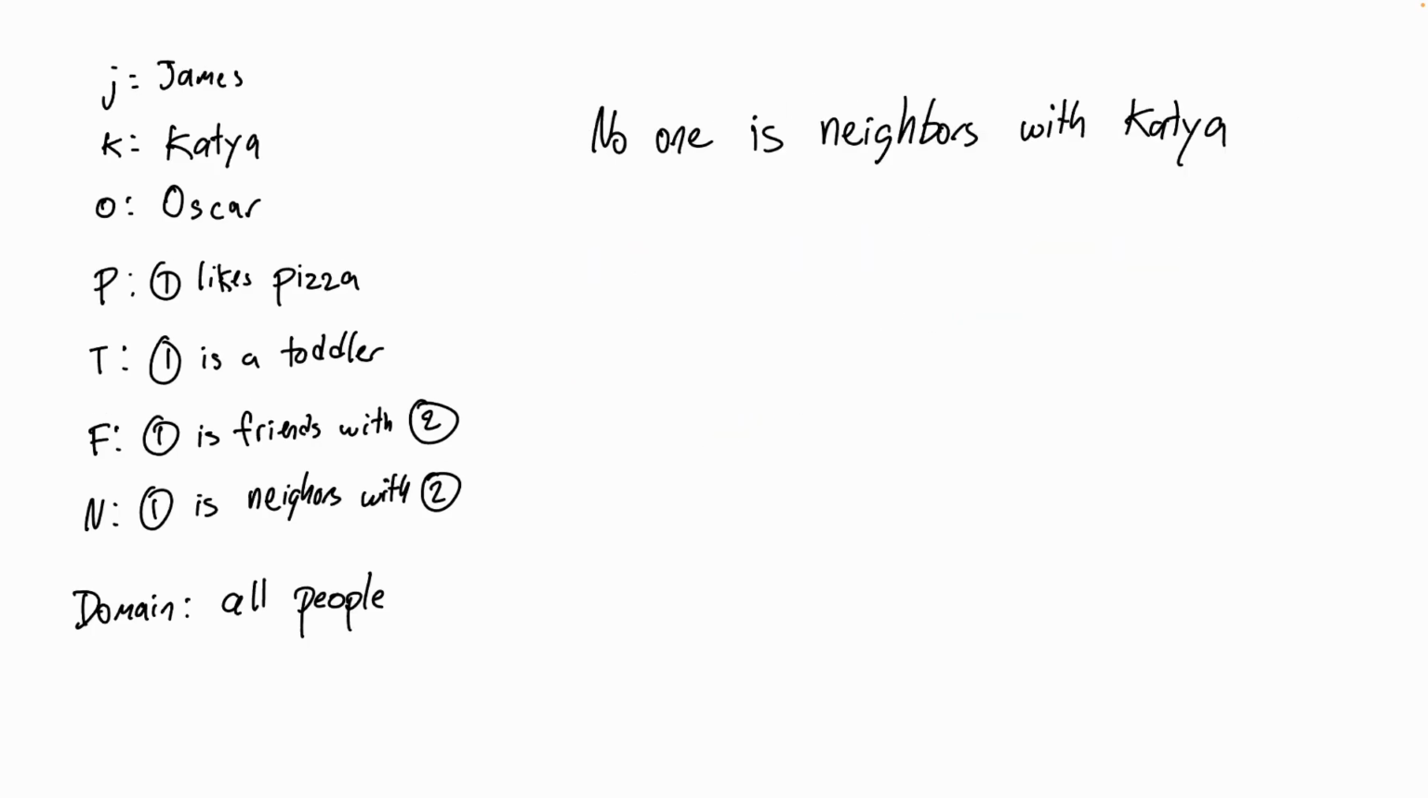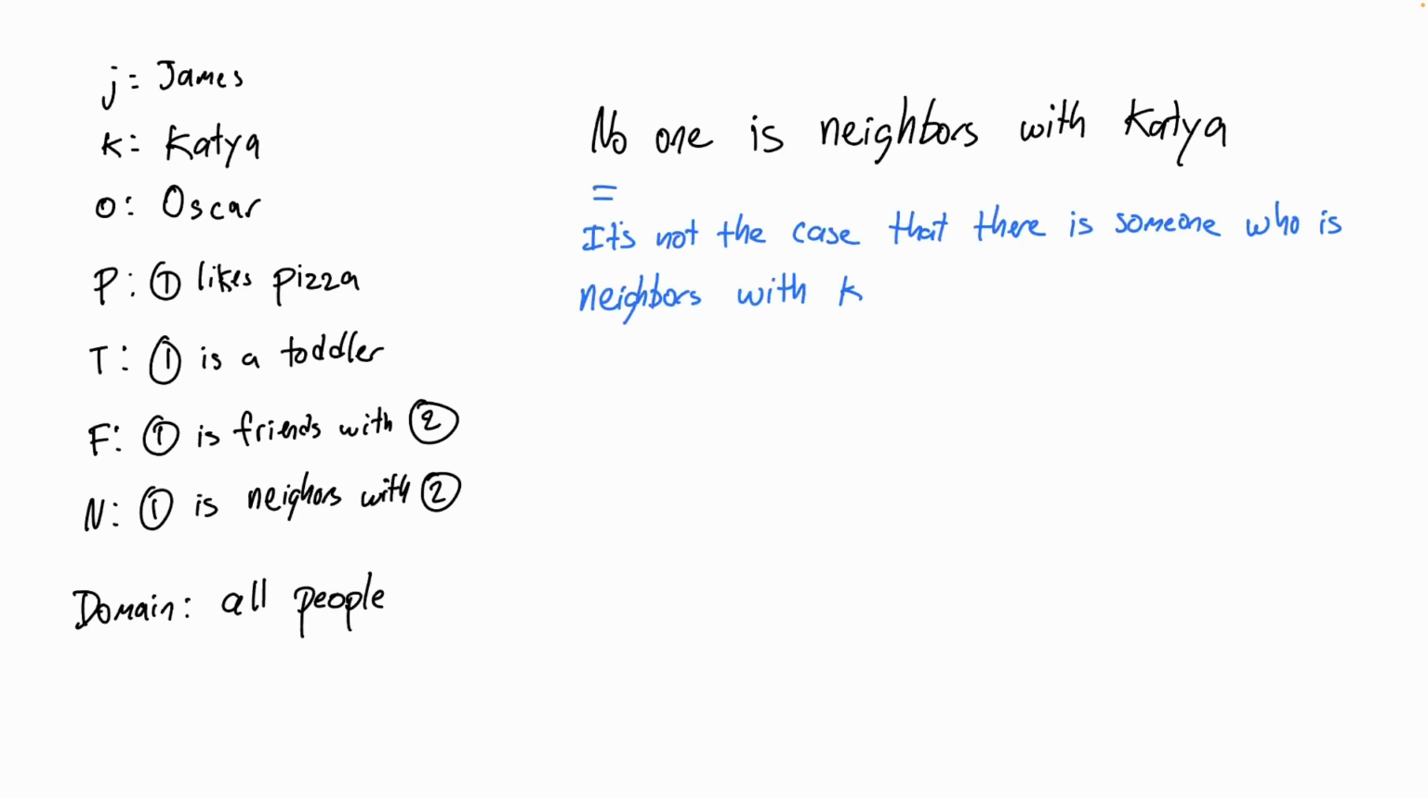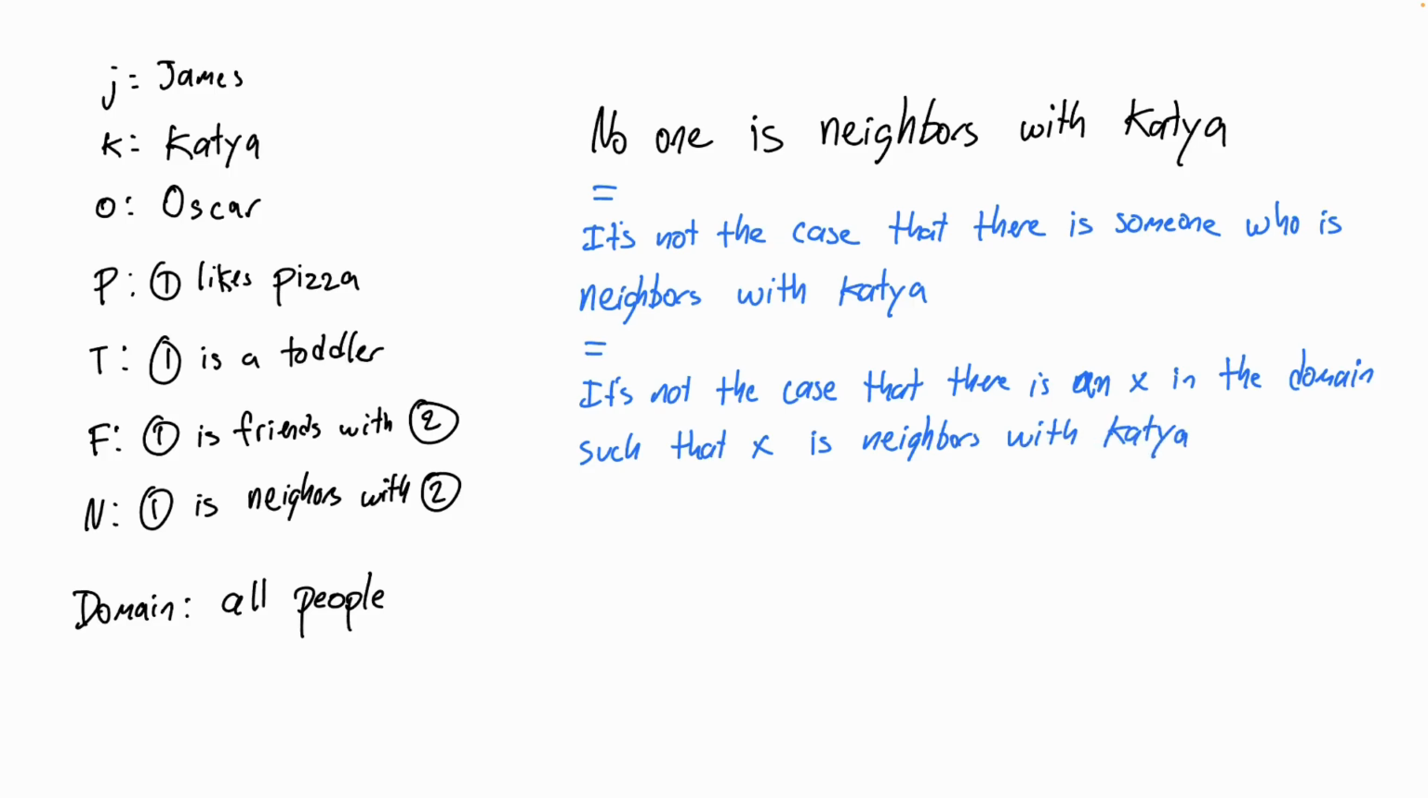Finally, let's do "no one is neighbors with Katya." There are two fairly natural ways to translate this that are ultimately equivalent. Perhaps the most natural translation is the one that we get by rephrasing this sentence to "it's not the case that there is someone who is neighbors with Katya." In other words, it's not the case that there is an X in the domain such that X is neighbors with Katya, which gives us not there is an X, NXK.